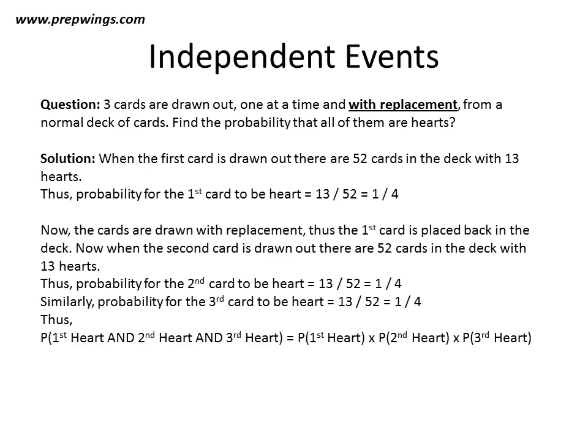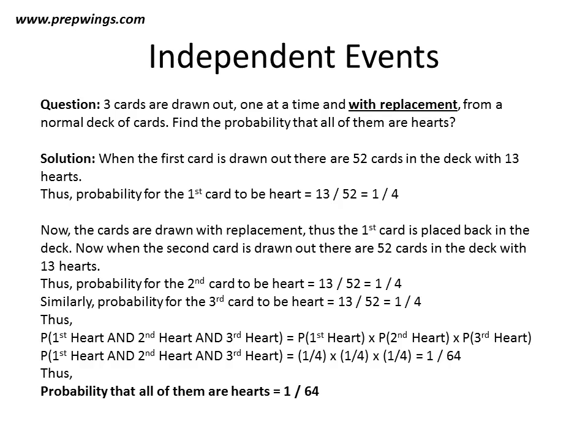We have to find the probability for the first heart and second heart and third heart. So that will be the probability of the first heart multiplied by the probability of the second heart multiplied by the probability of the third heart, because these are independent events. So the probability to get the first heart and second heart and third heart will be 1 by 4 into 1 by 4 into 1 by 4, which is 1 by 64. Thus the probability for all of them to be hearts is 1 by 64.